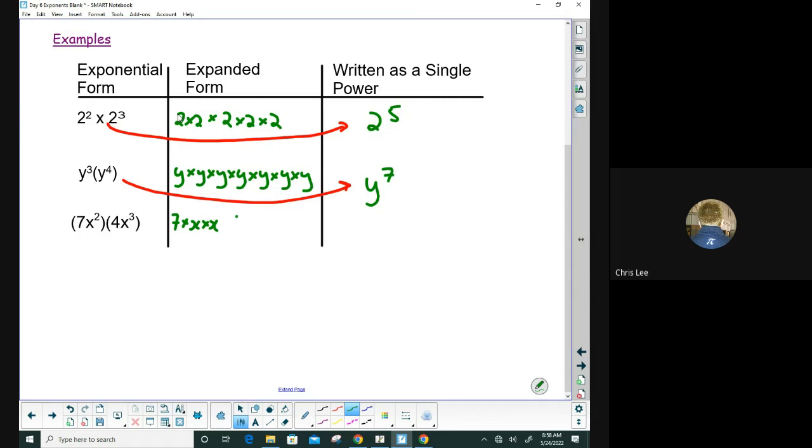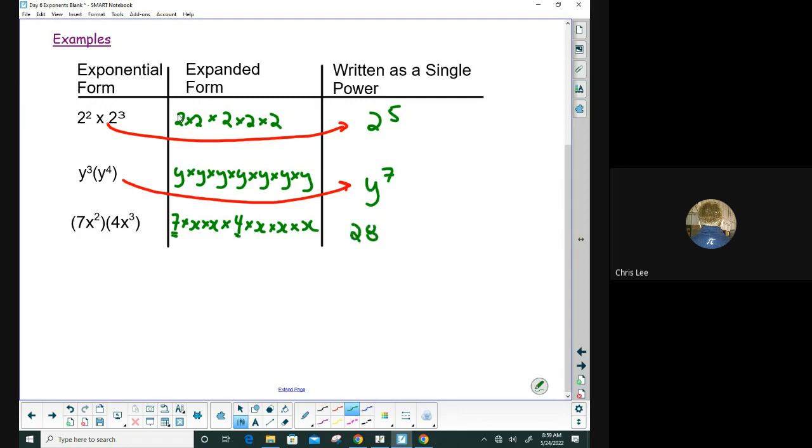4x cubed is a 4 times an x times an x times an x. Only the x is being cubed, x times x times x, and then that answer is being multiplied by 4. These two things are being multiplied together. So I can simplify it by looking at the 7 times 4. Those are just plain old numbers. What's 7 times 4? 28. So this is equal to 28.